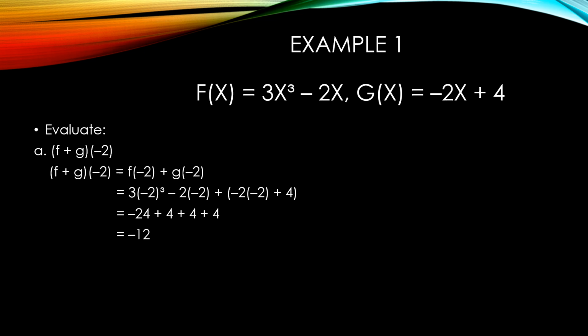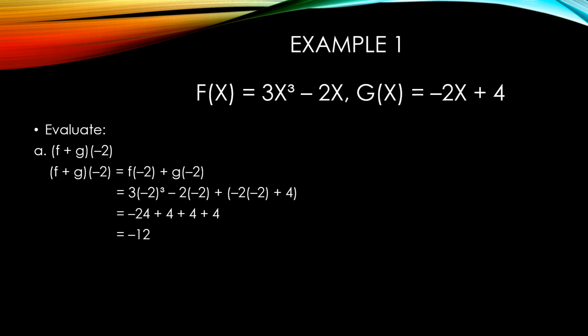We have example 1 here. We are given f(x) equal to 3x^3 minus 2x, and g(x) equal to minus 2x plus 4. We have been tasked to evaluate (a) (f plus g)(-2). This time, f plus g is a function, and we are going to input the object minus 2 into the function f plus g, and we are supposed to see the outcome, that is the image.